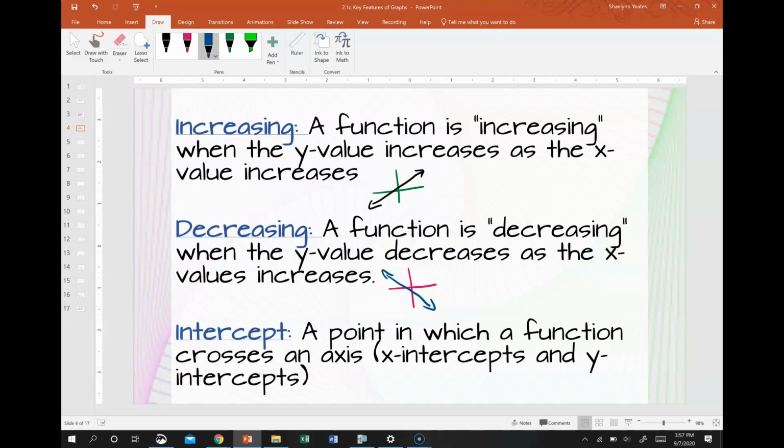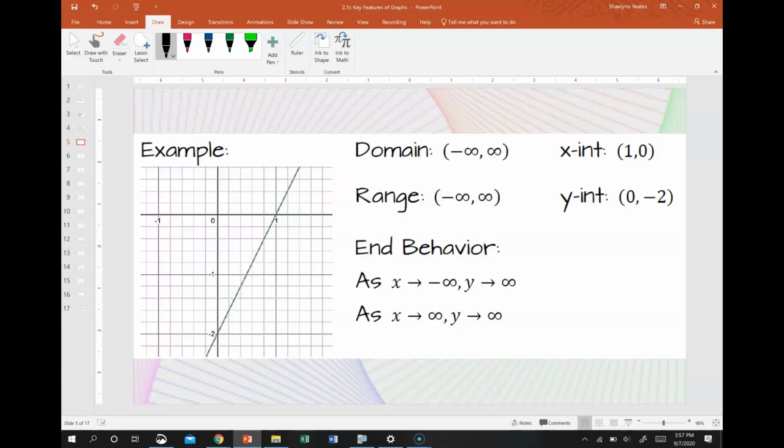Okay, an intercept is a point in which a function crosses an axis. So we've got our x-intercepts. So this would be where my x-intercepts were located. They are located on my x-line. And then my y-intercepts are located on my y-line. Okay? We are going to do so many of these. You're going to be a little sick of them.